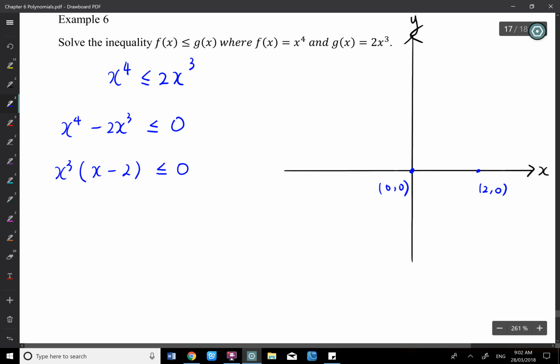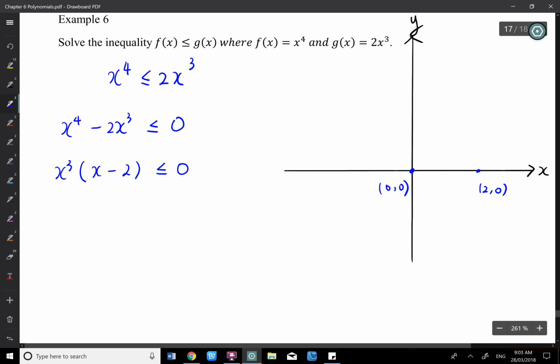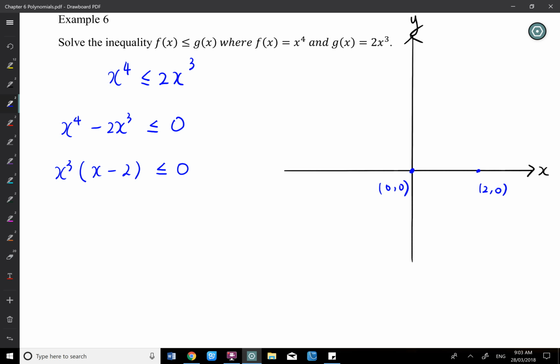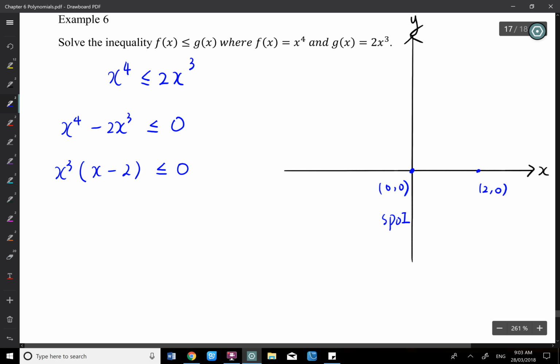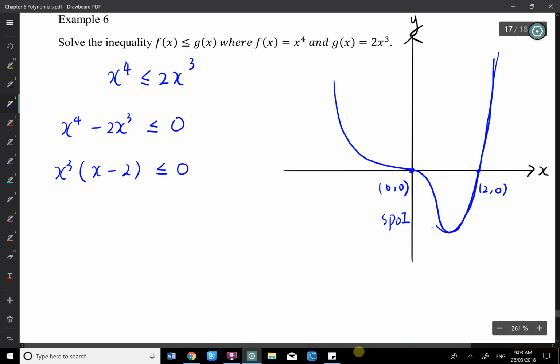Okay. Where's my repeated factor? My repeated factor is at 0, 0, right? It repeats an odd number of times. What does it become? A stationary point of inflection. So I start from top right, the graph looks like this, and that becomes a stationary point of inflection. Yeah, that's how the shape looks.